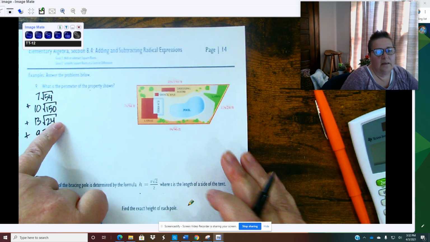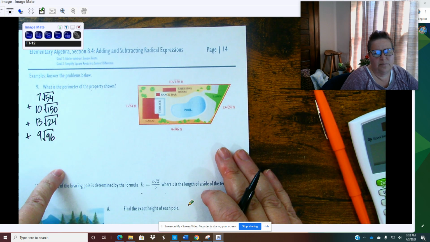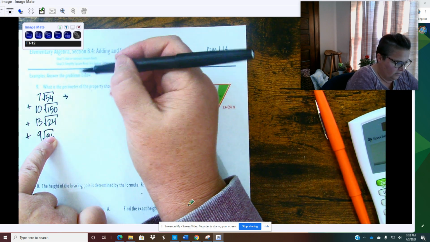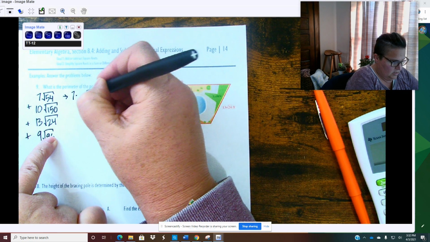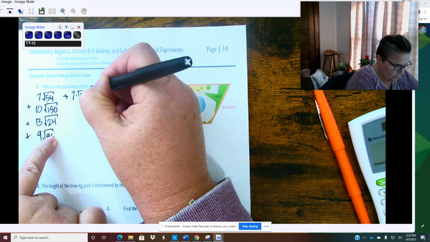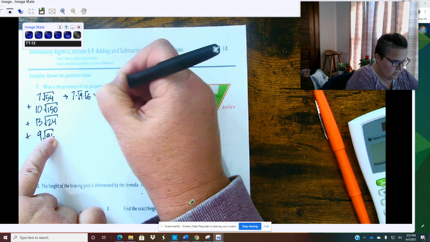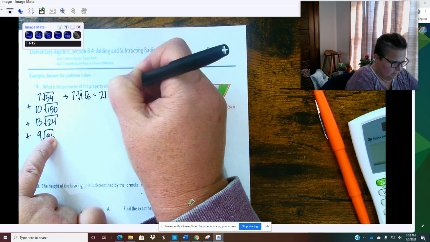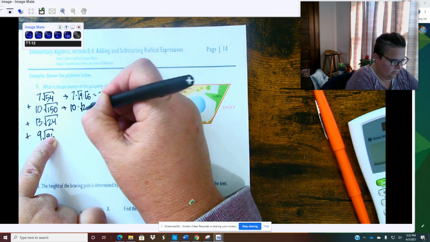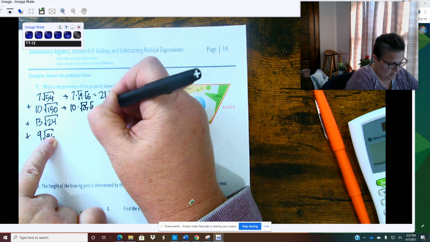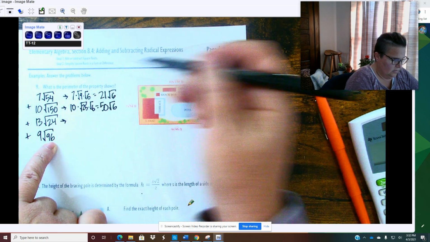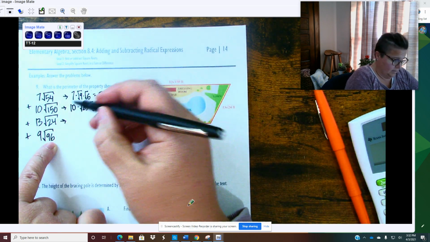Okay. In the simplest form, 7 square root 54 would be 7 times the square root of 9 times 6, which is 9 times square root of 6. So this will be 21 square root 6. 150, that's 25 times 6, or 50 square root of 6. 24 is 4 times 6.